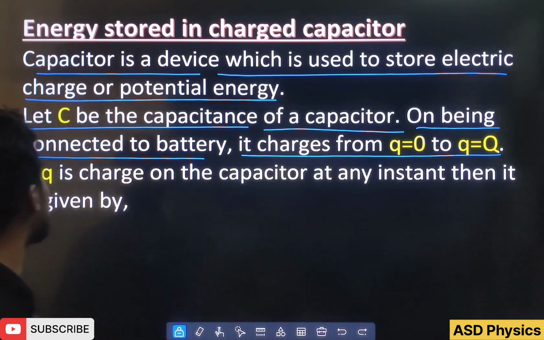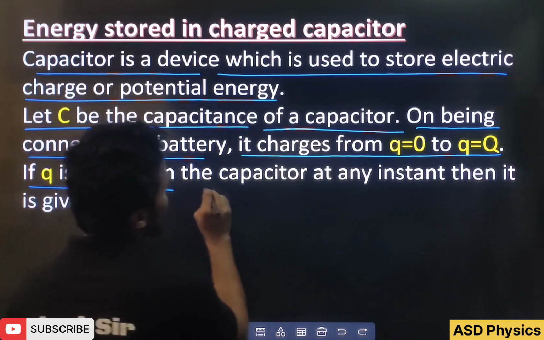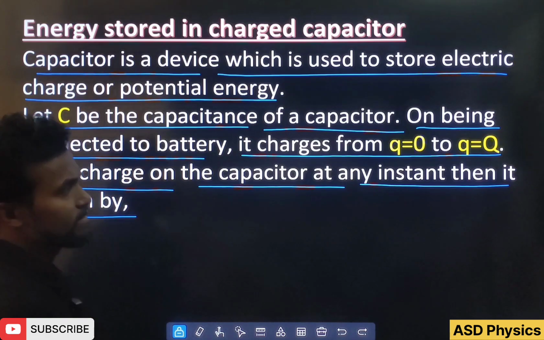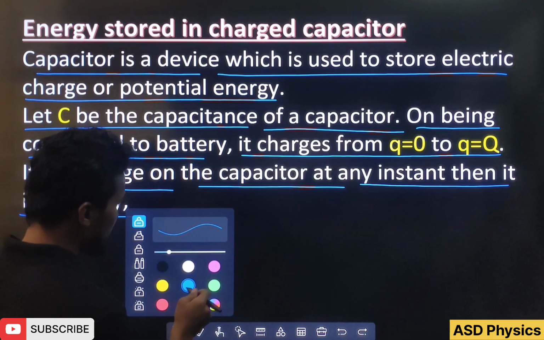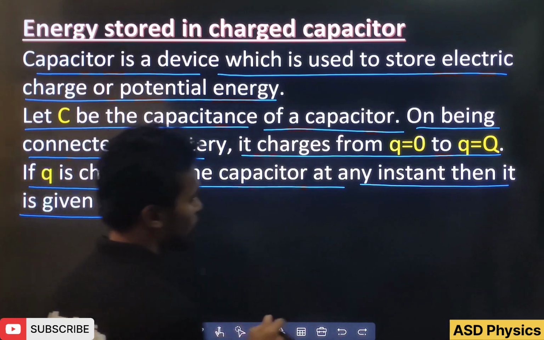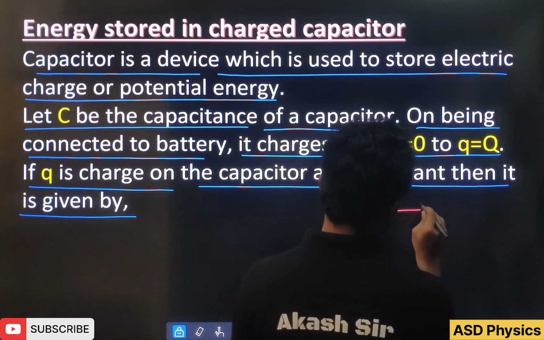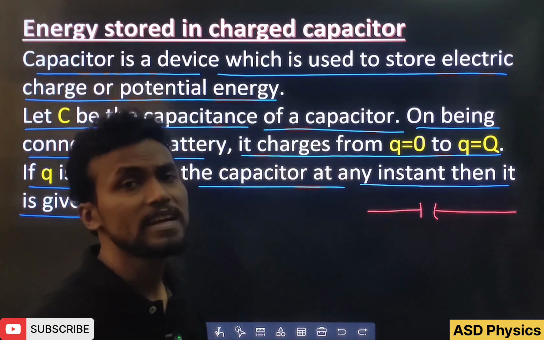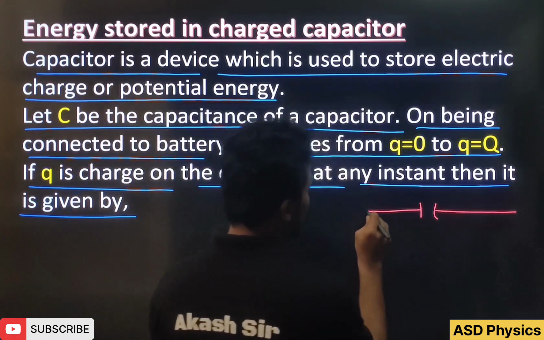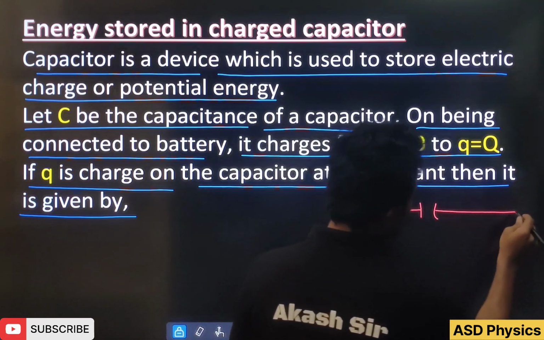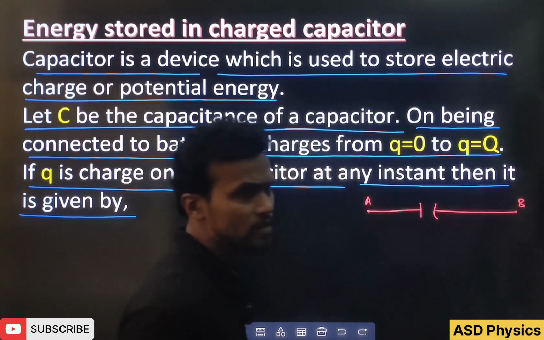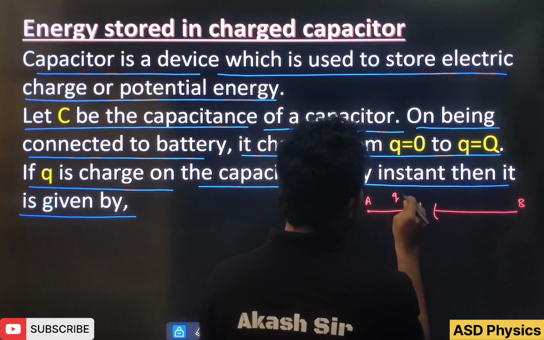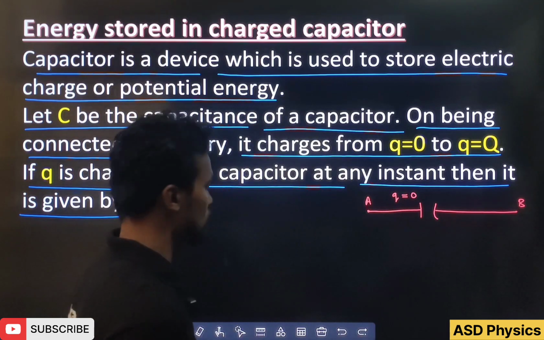Okay, so see here, if Q is the charge on the capacitor at any instant, then it is given by what is written here. Whatever is written here, we have to understand from the very basic point of view. So students, to understand this, we have to draw. Let's take this capacitor connected to the battery. This is point A and this is point B. You know very well, in the initial situation, the charge on the capacitor will be Q equal to 0.